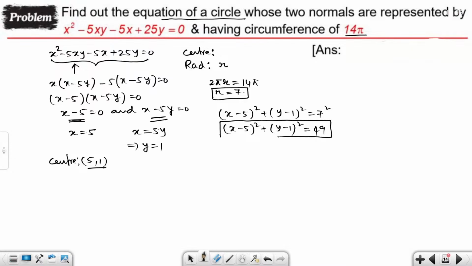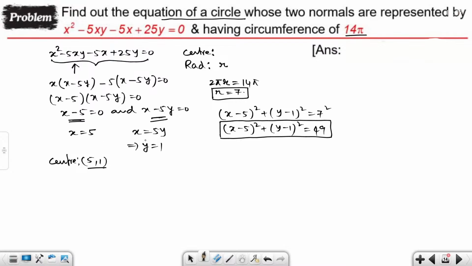Now, how have I done this sum again? First, I got its center because I have to find the equation of the circle. So for that, I need two things. One is the center, another one is its radius. And they have given us two normals. We know that normals always intersect at the center of the circle.